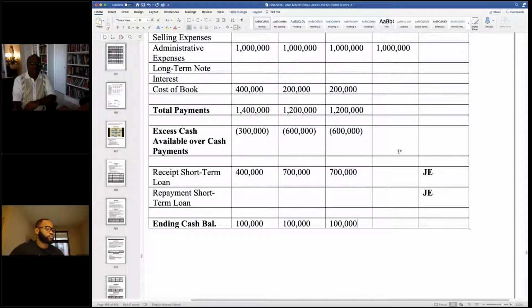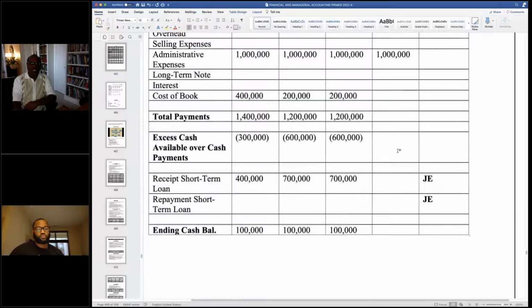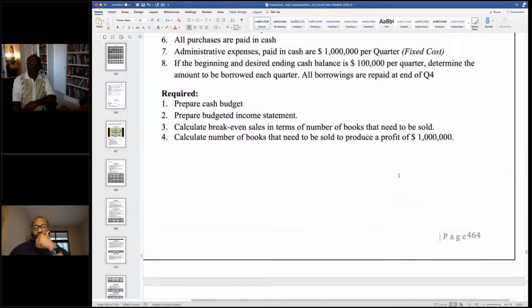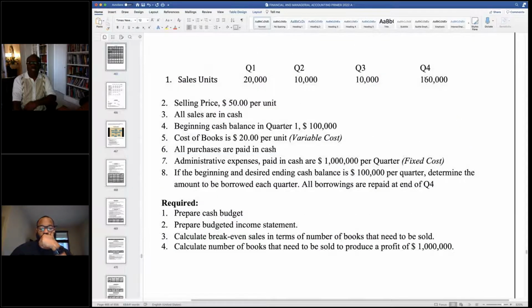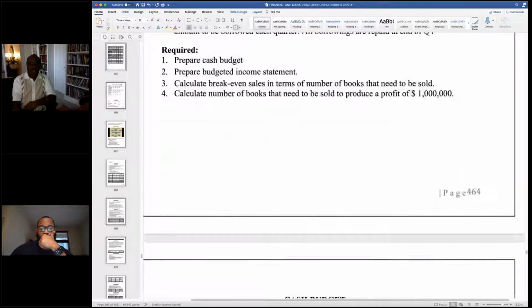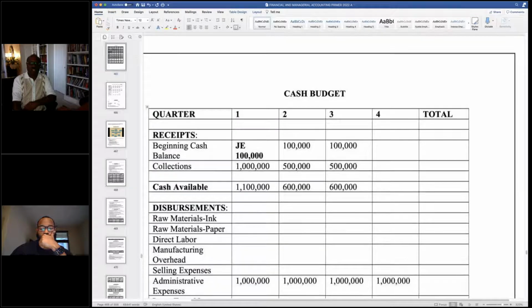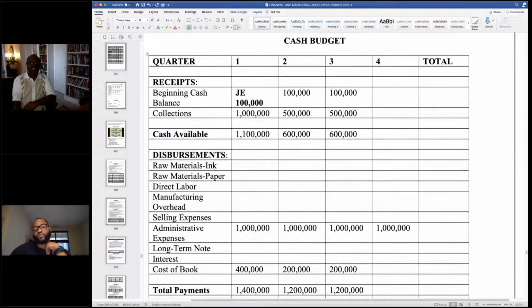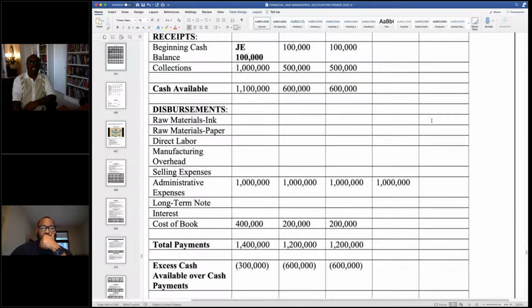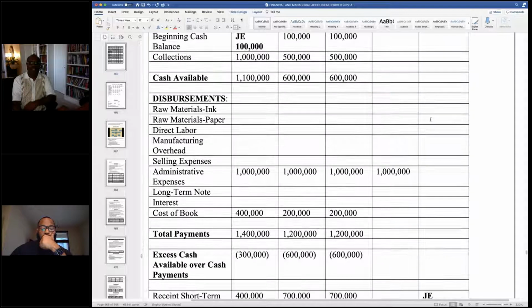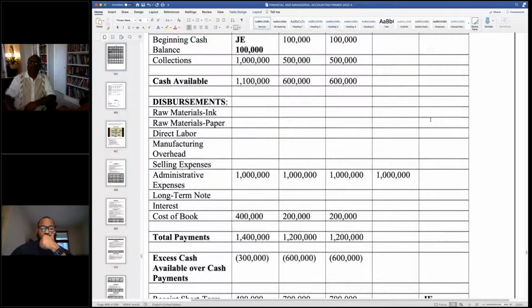Then Black Friday and the holiday season come in, and we sell 160,000 books. So how are things going to look now when we sell 160,000 books? Can you all figure that out for me? You're selling 160,000 books.